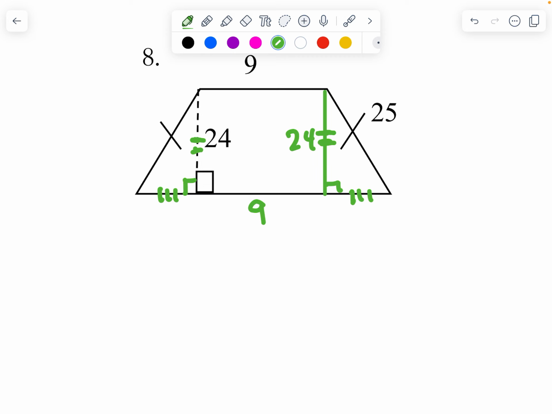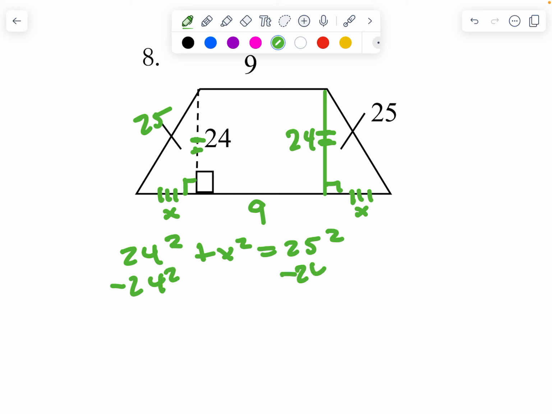So my first step is going to be to do 24 squared, and let's call this x. This is 25 here. So we're going to do 24 squared plus x squared is equal to 25 squared. I'm going to bring out my nice calculator here, and I'm just going to go ahead and subtract 24 squared on both sides. So I'm going to do 25 squared minus 24 squared, and I end up getting 49. So I get an answer of x squared is equal to 49.